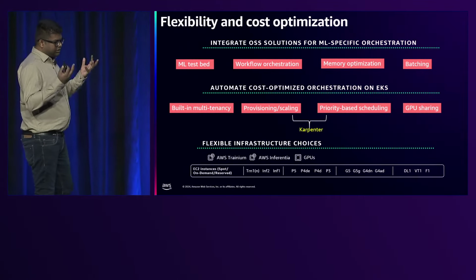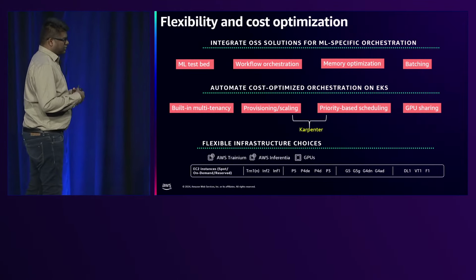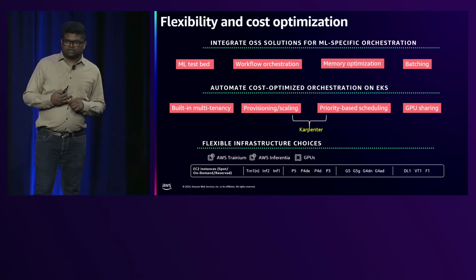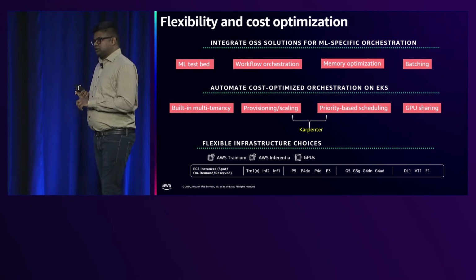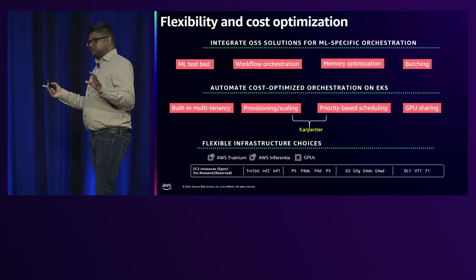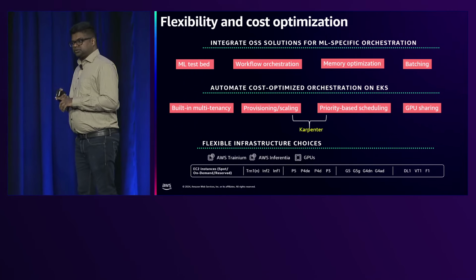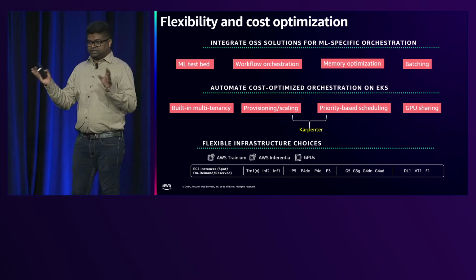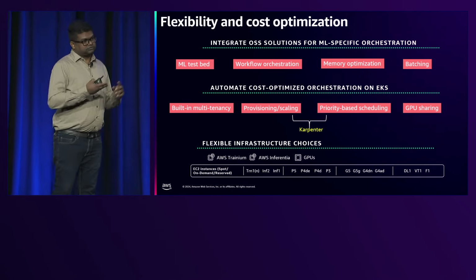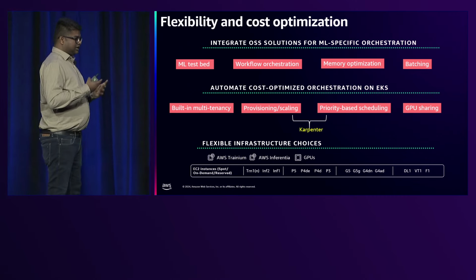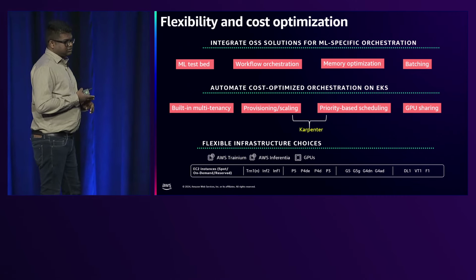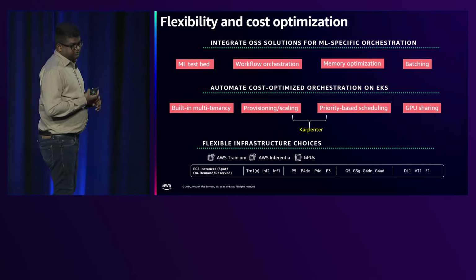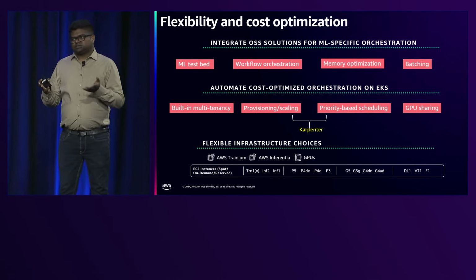So let's go a little deeper on how flexibility and cost optimization work on EKS for ML. It's really across 3 layers. The first is at the instance level. Because EKS supports all of the EC2 instances, NVIDIA-based GPU instances, Trainium, Inferentia, Intel-based instances, and so forth. Any EC2 instance that is available on AWS, you can leverage it with EKS. So that lets you choose flexibly which instances you want to use based on the requirements of the workload.